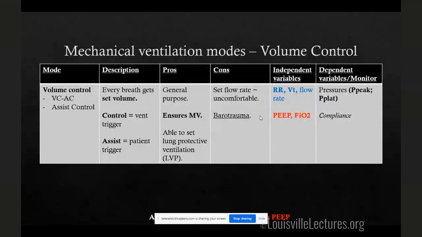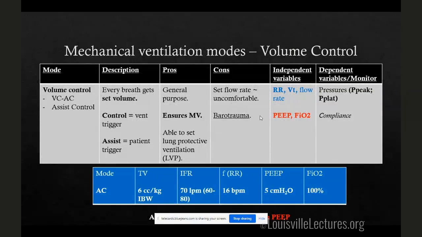So here we talk about independent variables. And again, remembering the blue and the red. Blue signifies components relating to ventilation. So respiratory rate and tidal volume are associated with your ventilation and clearance of your PCO2. Don't worry about the flow rate. PEEP and FiO2, fraction of inspired oxygen, are your oxygenation settings.